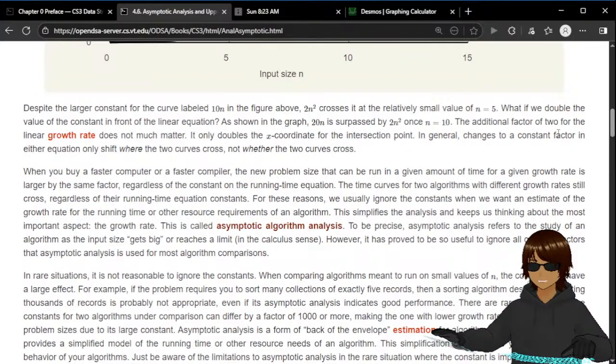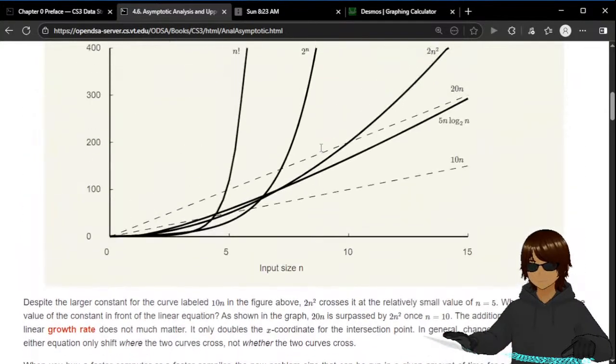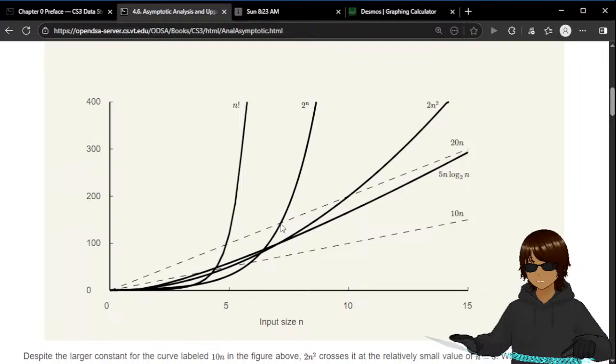In general, changes to a constant factor in either equation only shift where the two curves cross, not whether the two curves cross. So this intersection point will get larger and larger if we increase 20n to 30n, 40n, 50n, and so on. So this constant times n will still be slower in the long run.